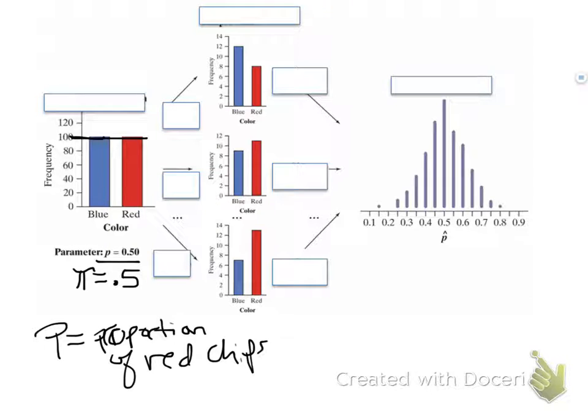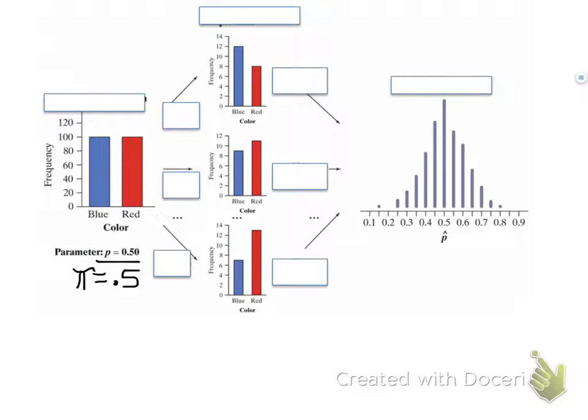All right, so this first thing here, remember, we're just looking at the proportion of red chips, because you could find the proportion of blue chips just doing 1 minus, or 200 minus, whatever we get for the red. So anyways, the population distribution is this first thing on the left here. Again, I apologize for the horrible handwriting. Okay, so that's our population distribution.